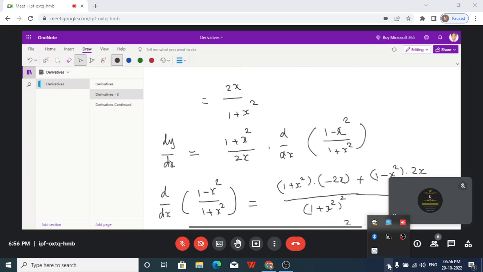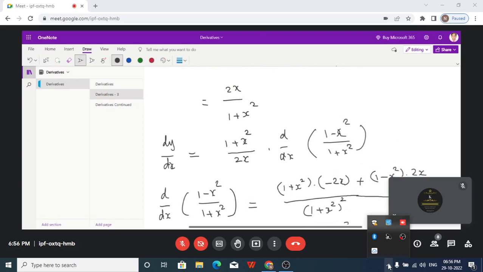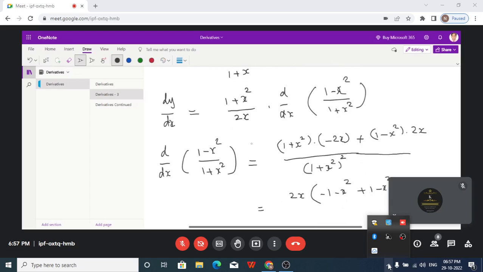Sorry, I think I made a mistake. This is not plus. This will be minus. v du minus u dv. This should be minus, right? So since we have taken 2x out, minus 1 minus x square remains. Here we have taken 2x out, so this is minus 1 plus x square.